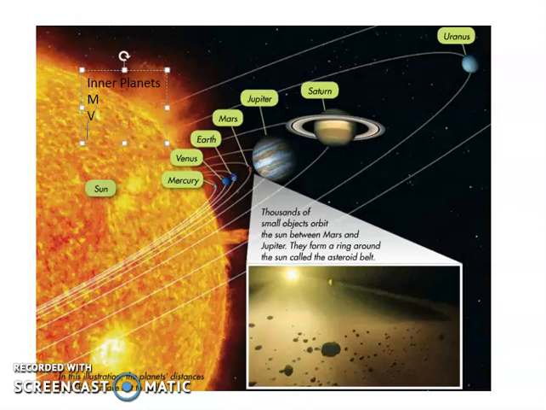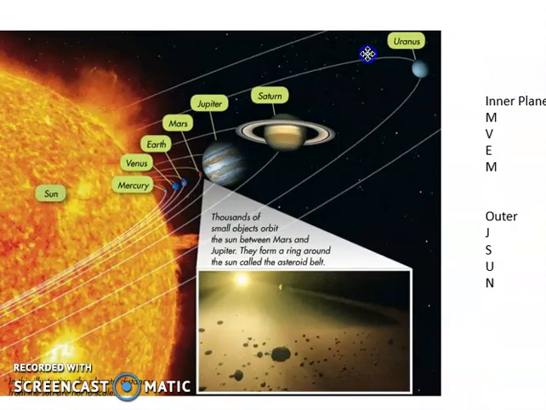MVEM. What does MVEM mean? M stands for Mercury, V stands for Venus, E stands for Earth, and M stands for Mars. For the outer planets, I call it J-S-U-N, so that you could remember this easily. An acronym is a way to memorize things better and easier. I will put it here so that you can see it better.